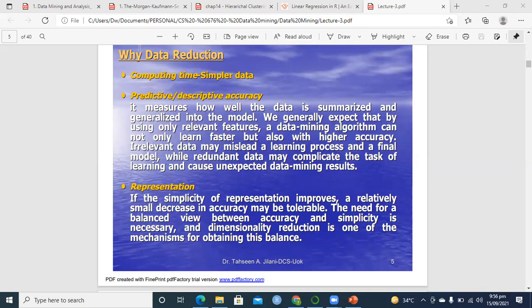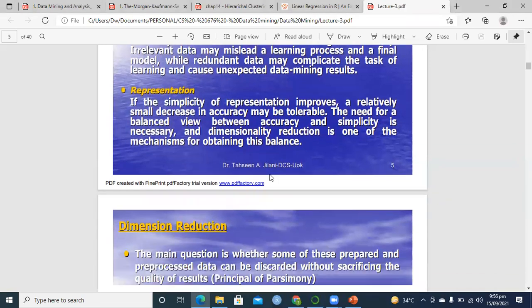That means your algorithm will be faster if you bin the data, if you do feature selection, variable selection or row selection. So there are more descriptive details in this.